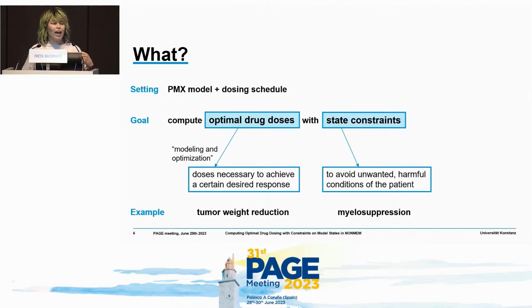We consider a cancer patient undergoing chemotherapy. Our desired response is to reduce the tumor weight, but myelosuppression is a dangerous side effect, a condition that needs to be avoided. So we have two targets, but our priorities are pretty clear. Our top priority is to avoid myelosuppression. This will be characterized by the state constraint. And in addition, we want to reduce the tumor weight as much as possible.